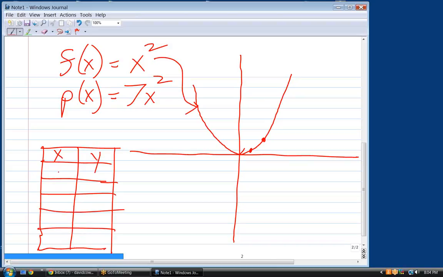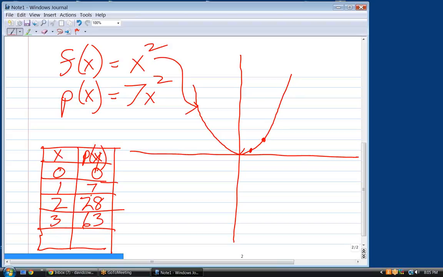When X is 0, Y is 0. When X is 1, what is Y? It's 7. I really should call that P of X. When X is 2, what is Y? We square 2, which is 4, times 7, so it's 28. When X is 3, we square 3, that's 9, so this is 63. I don't know how much of a table they wanted you to make, but you could make whatever length.